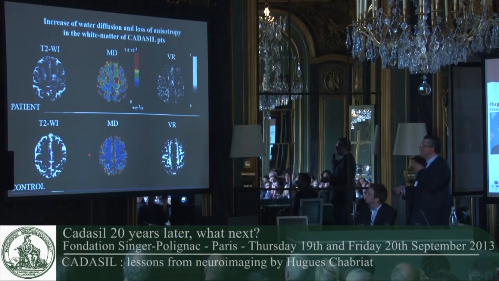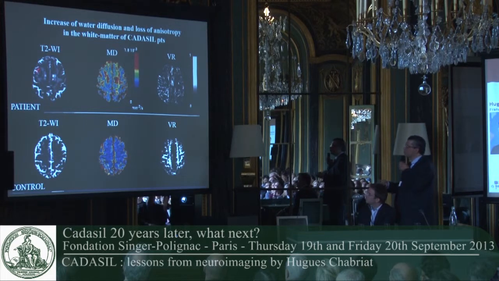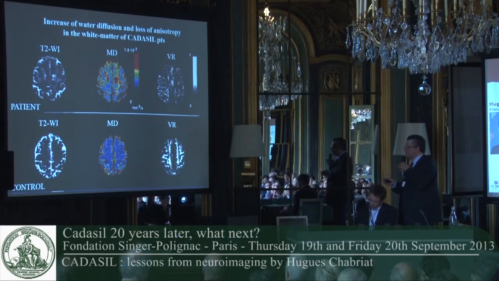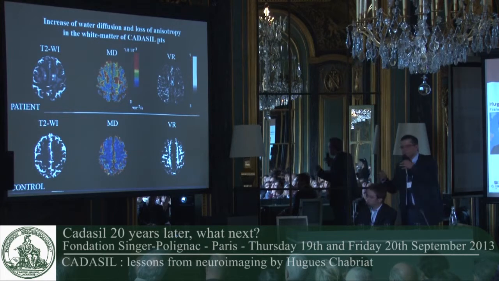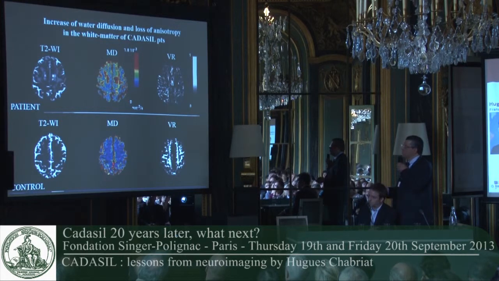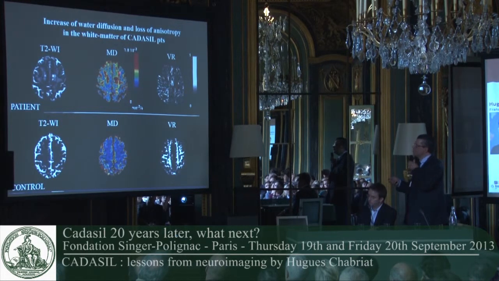A long time ago, I used diffusion, trying to better understand the loss of structural integrity within the white matter of these patients. You know that diffusion is related to the random movements of water, and the idea was that with the loss of the restricting membranes, we should see an increase of water movements within the tissue of CADASIL patients. And we clearly observed that there was an increase of diffusion within white matter hyperintensities in CADASIL patients.